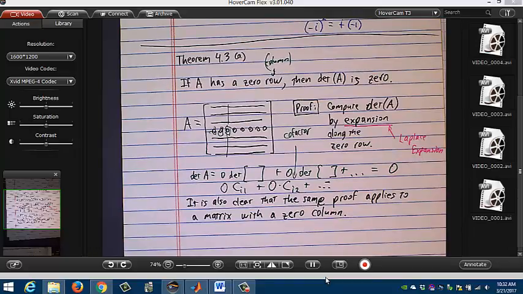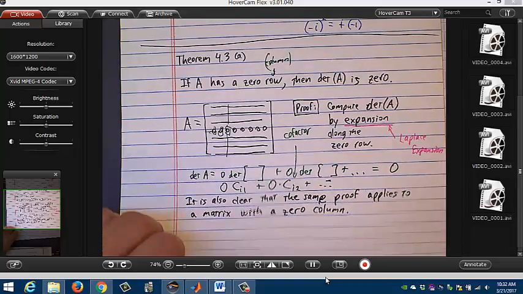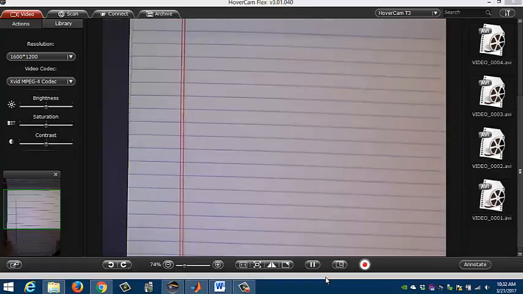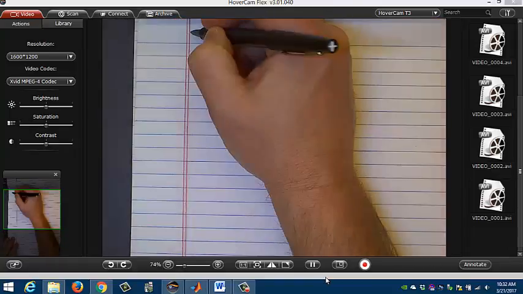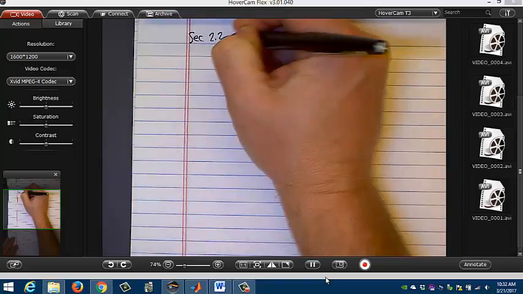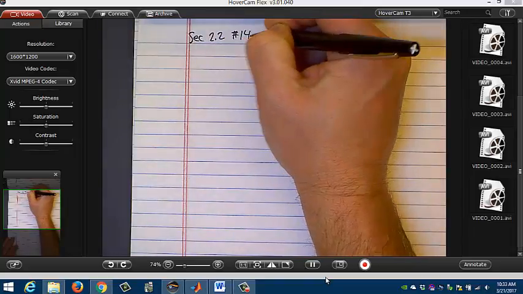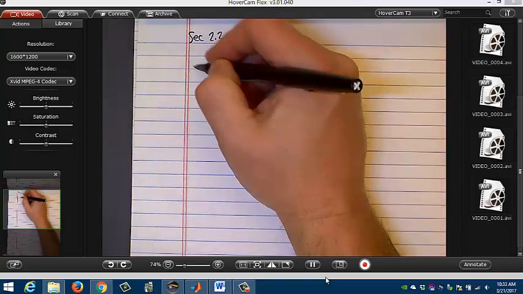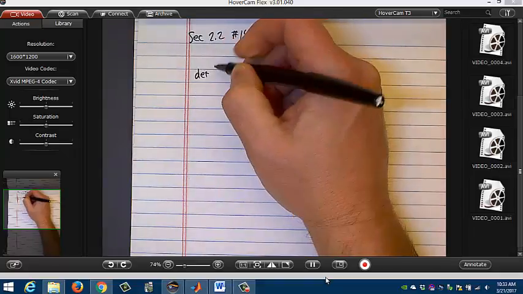So let's suppose I have a 4 by 4 matrix and I want to compute the determinant, right? So for example, problem 14 from your book. This is a 2.2 homework problem. So it says, find the determinant of this matrix.